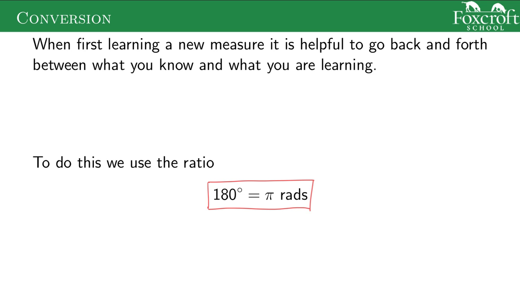So if you know this ratio, then you can always go backwards and forward between your two units. This is half a circle, 180 degrees is when you've rotated to look like that. And we just saw on the last slide that's also pi radians. So these two things are equal to each other, and this is what we'll use to do our conversions.